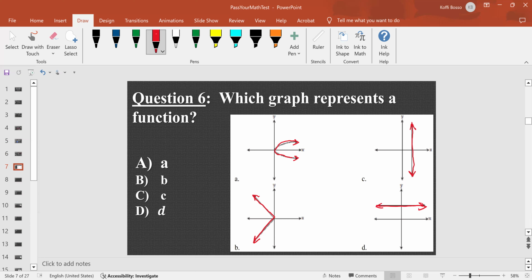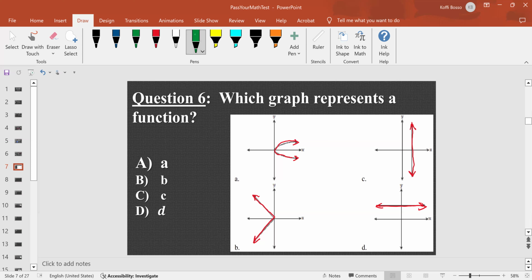For D, the line is a horizontal line, but for C, it's a vertical line. They want to know which graph represents a function. There is a rule we're going to apply here. Every time they give you a graph and ask you to check which one is a function, draw many vertical lines through the graph. If any of your vertical lines crosses your graph at more than one point, this is not a function.